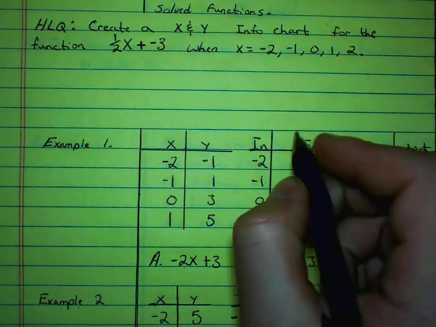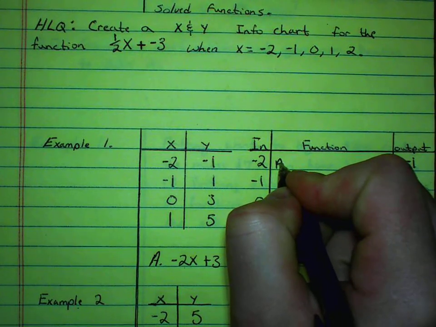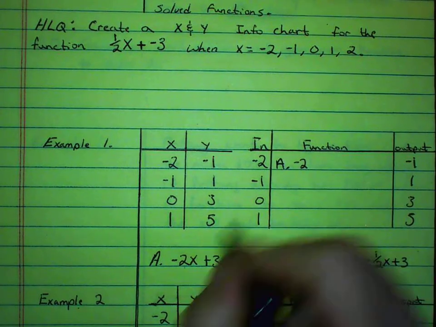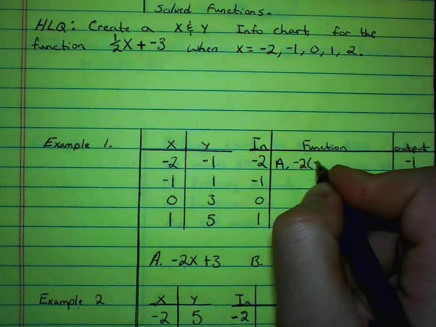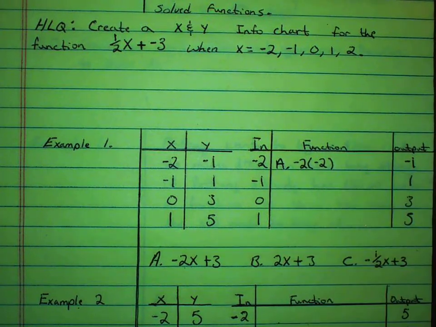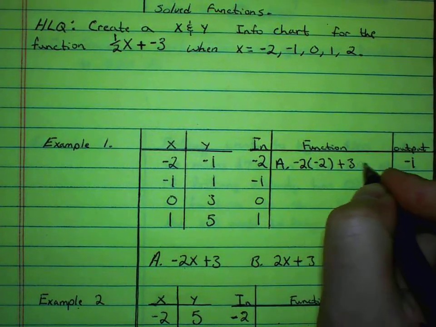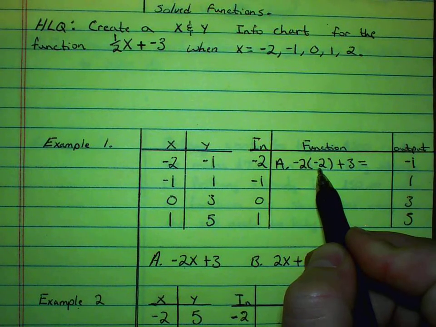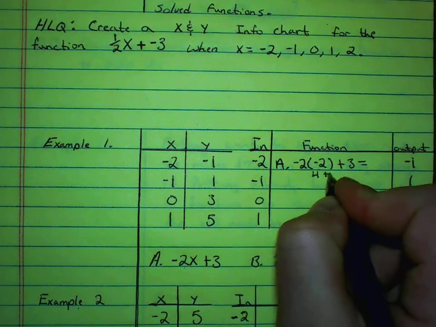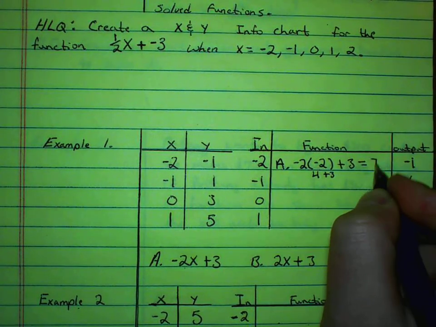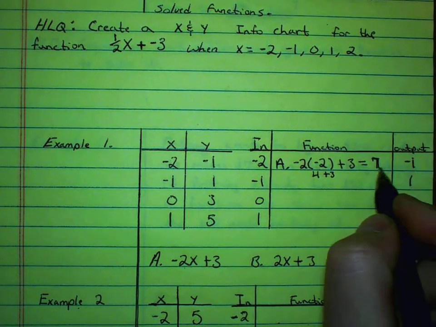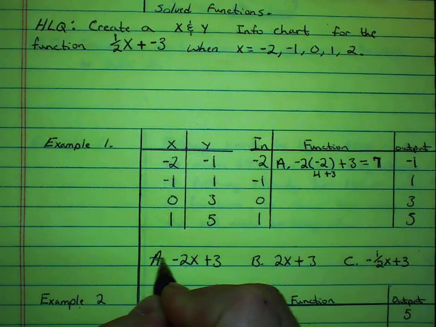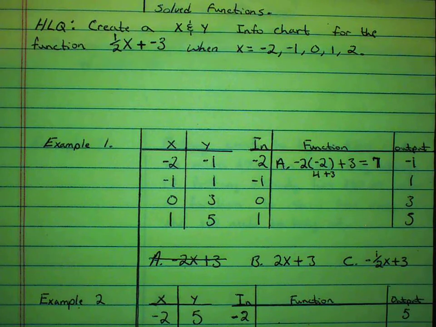So what I'm going to do is put A right here. You got to always test them. A is a -2. Now I'm going to replace X with my input. So I'm going to put parentheses, -2, close parentheses, plus 3. Well, -2 times -2 is a +4, and 4 plus 3 is 7. Because 7 does not equal 1, or -1 right here, then A cannot be my answer. Okay?